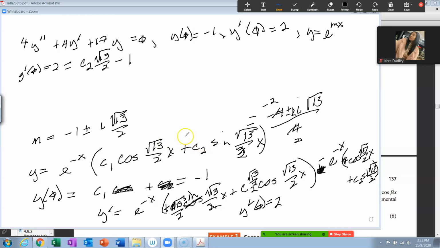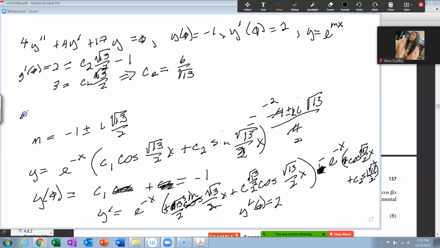Alright, so this then, I think, if I have done it right, and there's no guarantee of this, let's add 1 to both sides. You get 3 is equal to C2 times the square root of 13 halves, and that would mean that C2 is equal to 6 over root 13. This is a weird looking answer, so I'm not sure I've got it right.